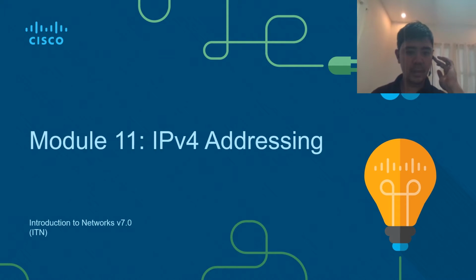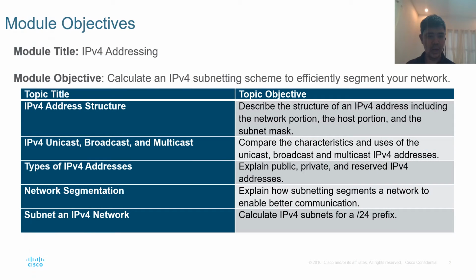So this module is about IP version 4 addressing, module 11. In this module, we'll look at the IP version 4 address structure, compare the characteristics of unicast, broadcast, and multicast, and identify different types of IPv4 subnetting. We'll have subnetting, a very important topic in this course.